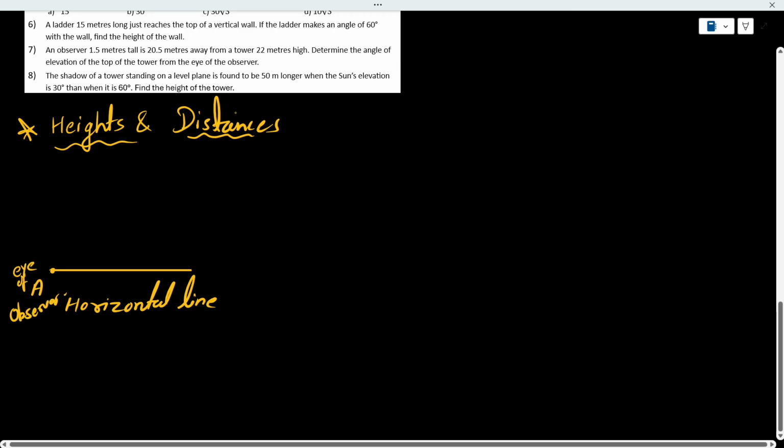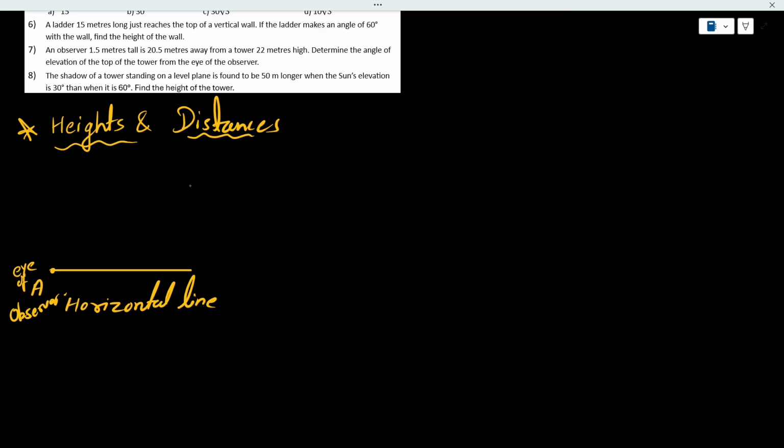Now from here, if that person is seeing something at the top of the building, or something is flying in the sky, here there is a bird flying and the observer is seeing that bird. So this is the position of the object, right? So A is the observer and B is the point of the object, right?